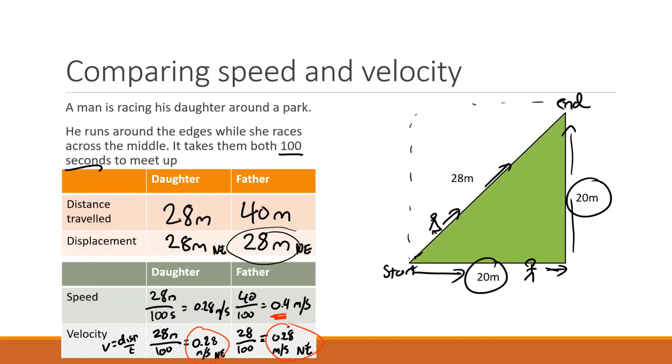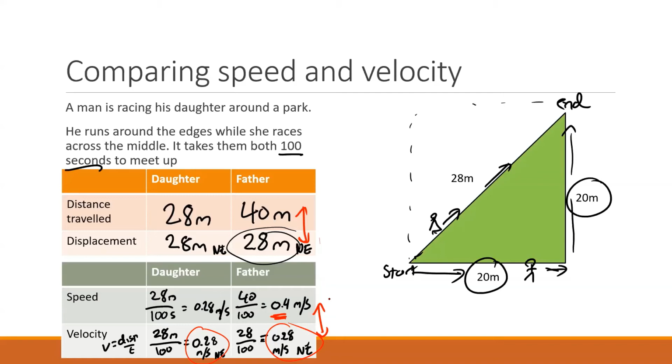His speed is faster, but if we're just looking at velocity, how long does it take to get from one point to another point? This velocity is the same. And velocity is displacement over time. This is how those two things are different. I like this slide because it compares everything. We can see here that distance versus displacement are different, which means that speed and velocity are different.